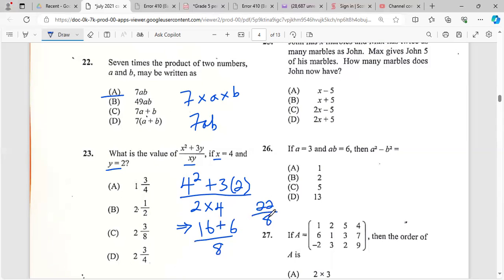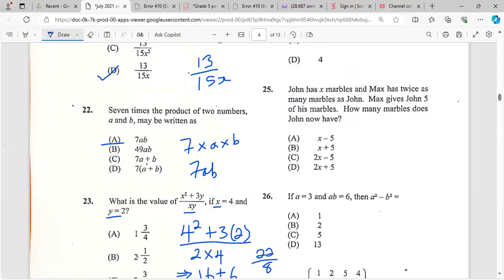And then now we can ask how many groups of 8 we can get out of 22, which is 2 times, right? And 6 over 8. We can further break down 6 over 8 to 3 over 4. So for 23, it would have been D. Alright, 24 now.